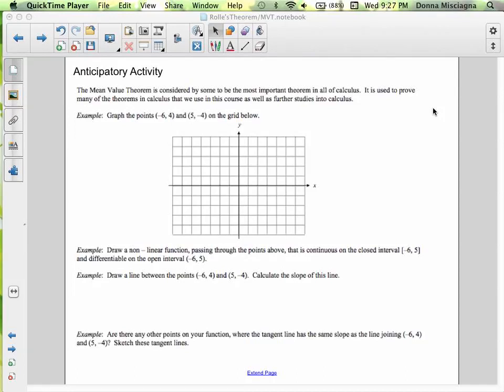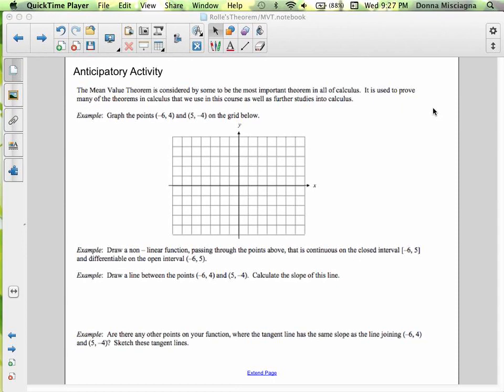Welcome. We're going to begin this video with a little activity. The mean value theorem is considered by some to be the most important theorem in all of calculus. It's used to prove many of the other theorems in calculus that we use in this course, as well as further studies into calculus. So we're going to do a little activity to explore this.